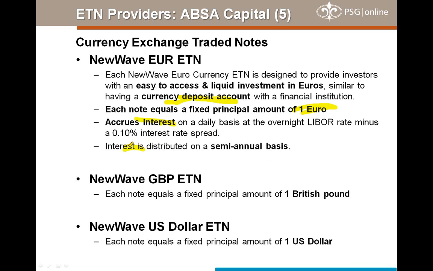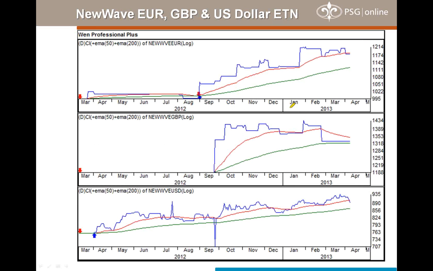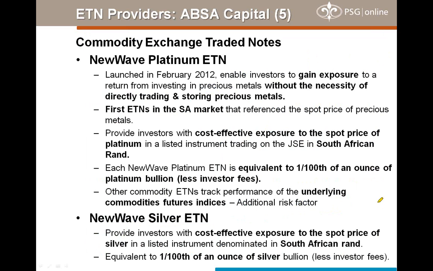Remember the SATX 40, for example, was on a quarterly basis. This is semi-annual basis. So euro, the ETN is equivalent to €1, same as the British pound, and same as the dollar. So you can see if you look at the graphs, very similar, the rand exchange rate. Okay, here's the euro, we're close to 12 rand. Here's the pound, we're close to 13. And here's the dollar, very close to the 9 rand. Okay. So if you want exposure to currencies without taking money offshore, this is the way to look at it.